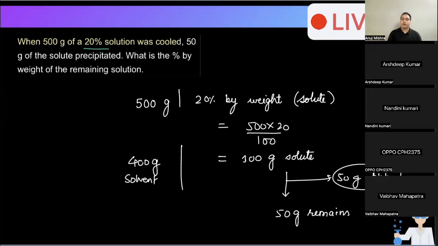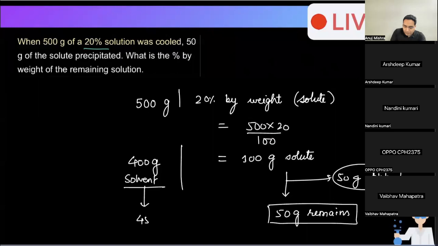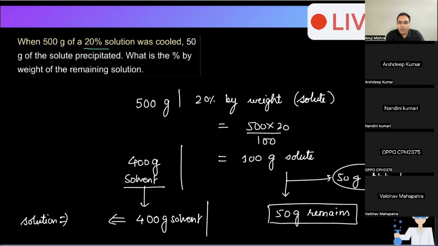Yeah. So this is clear. Can we say 50 gram remains? How about this 400 gram of solvent? This also remains. 400 grams of solvent remains. So what's the current mass of solution? Type in chat box. How much solution do we have right now? It was 500 gram. 50 gram has been deposited, right? So what is remaining? Please type in chat box.